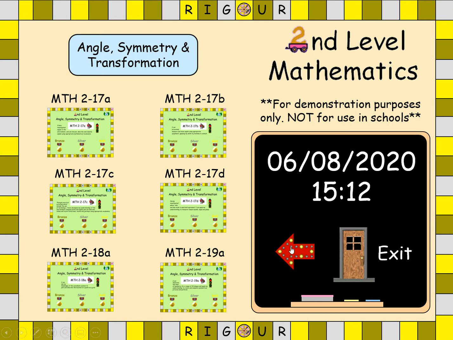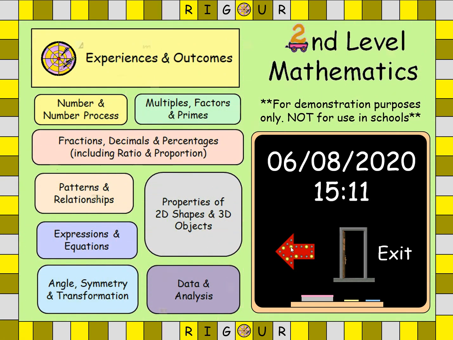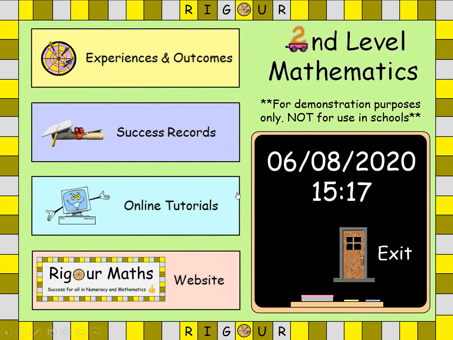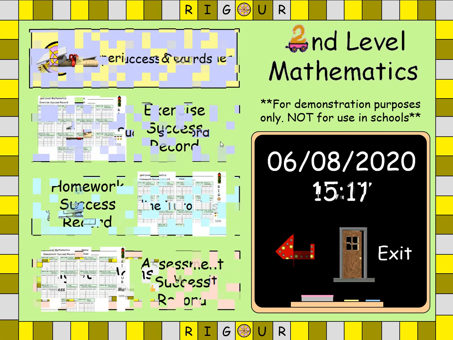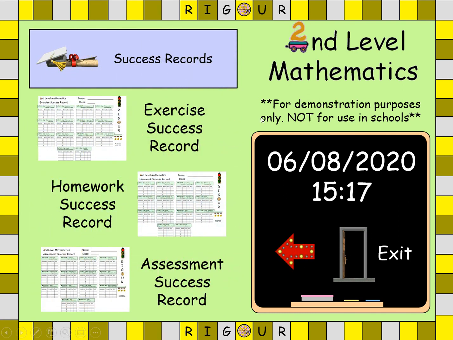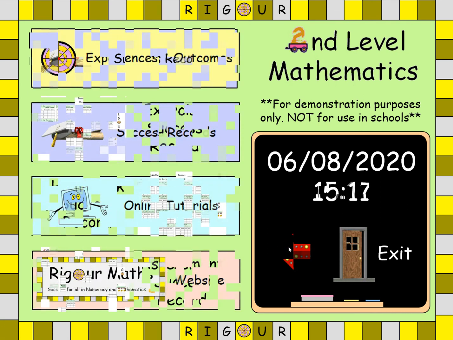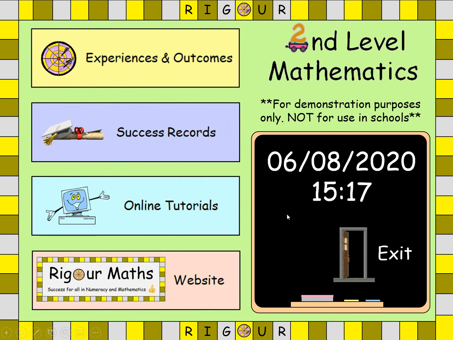If we go back to the front page of the software by clicking this back arrow, there's also success records where pupils can have these printed out and given to them to record their progress in all exercises, homeworks and assessments. There's a direct link to the second level maths online platform, assuming of course the teacher or the student has a valid subscription. And if you click here, it will take you straight to our website, which has many more resources on it, including the second level Rigor Maths monthly calendars.